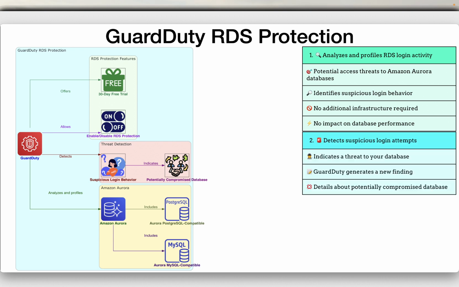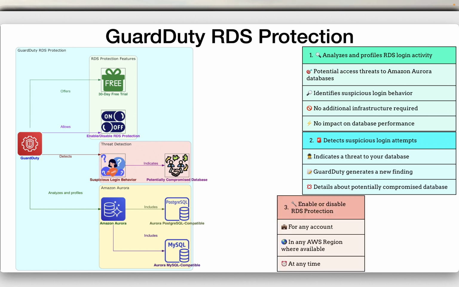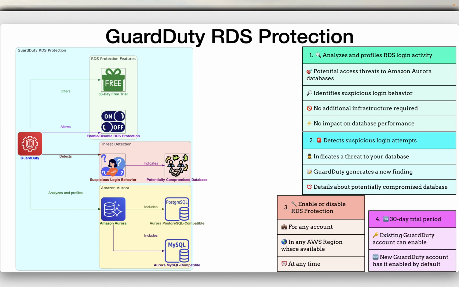When RDS protection detects a potentially suspicious or anomalous login attempt that indicates a threat to your database, GuardDuty generates a new finding with details about the potentially compromised database. You can enable or disable the RDS protection feature for any account in any AWS region where this feature is available within GuardDuty at any time. So same as before, an existing GuardDuty account can enable RDS protection with a 30-day trial period, and for a new GuardDuty account, RDS protection is already enabled and included in the 30-day free trial period.